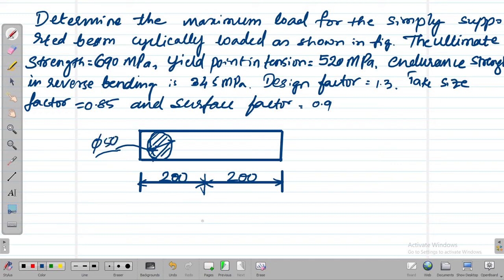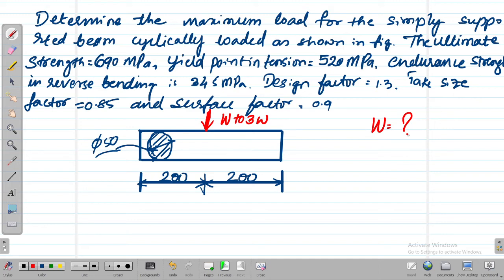So now it is a simply supported beam of a circular cross section, which is subjected to the fluctuating loads. That is going to vary from W to 3W. Now you need to calculate what is the value of W. So just go through the problem. Can anyone summarize how you can solve this one?